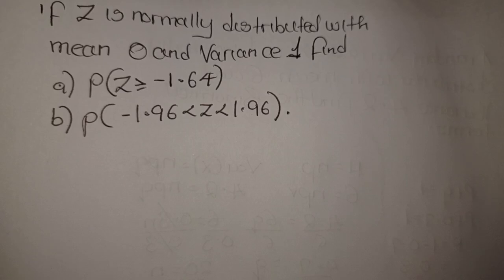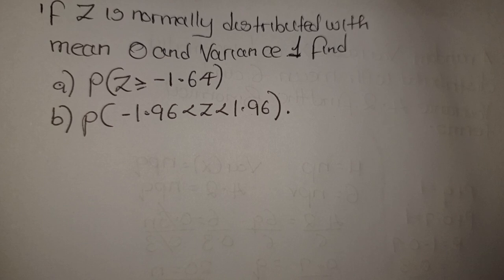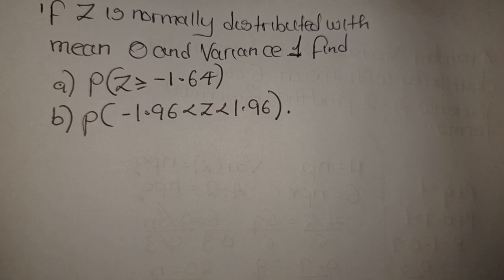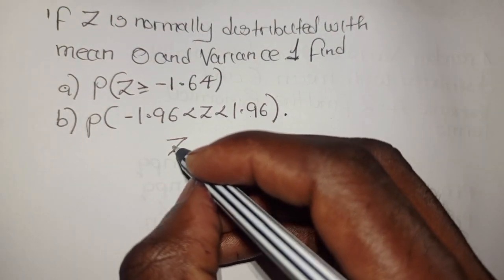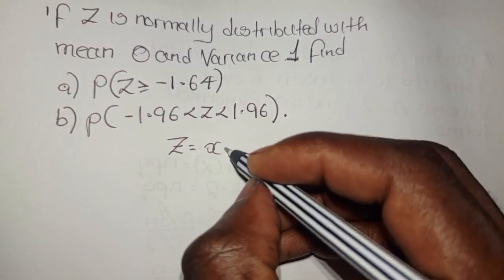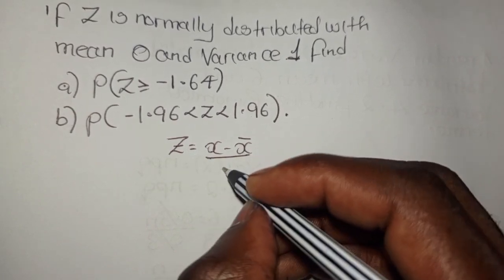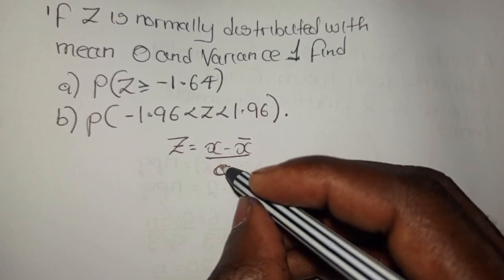Ladies and gentlemen, today we have one interesting question under normal distribution, which reads: if Z is normally distributed with mean 0 and variance 1, find the probability that Z is greater than or equal to negative 1.64. To approach this, we use what is referred to as the Z-score, which is equal to X minus mean divided by standard deviation.